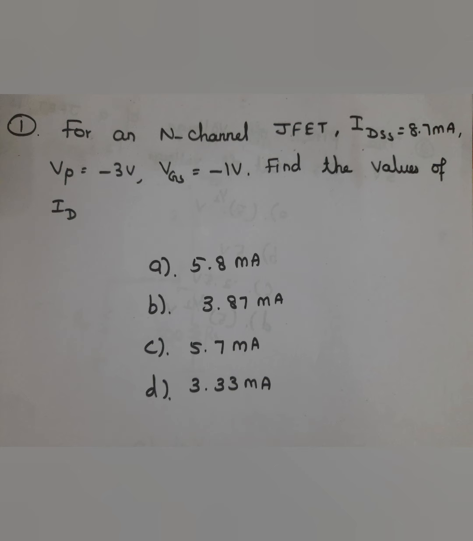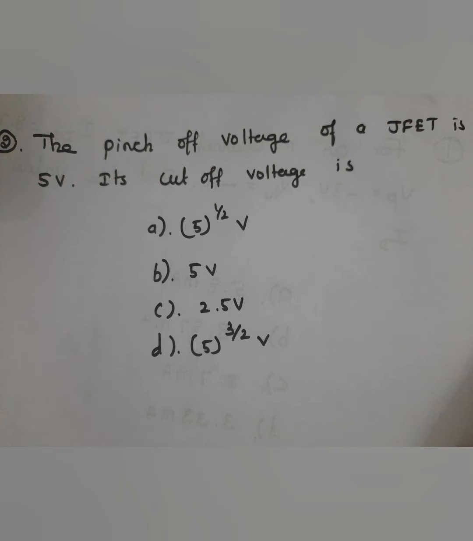First question, for an n-channel JFET, IDSS is equal to 8.7 milliamps, VP is equal to minus 3 volt, VGS is equal to minus 1 volt. Find the value of ID.